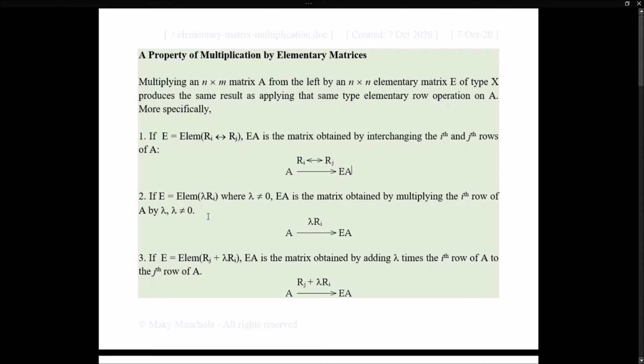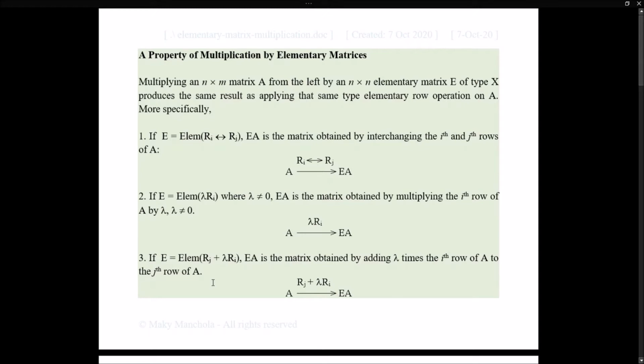If E is the type 2 elementary matrix obtained by multiplying the ith row of I by lambda, where lambda is not equal to 0, E times A is the matrix obtained by multiplying the ith row of A by lambda, lambda not equal to 0. Here we illustrate. Multiply the ith row of A by lambda not equal to 0. The result is the same as E times A.